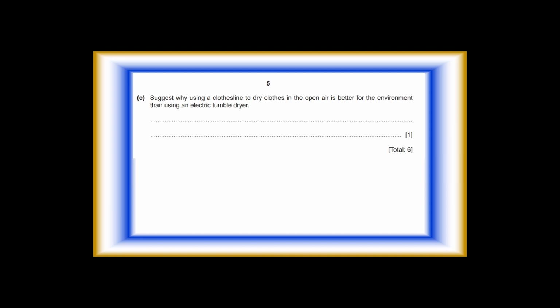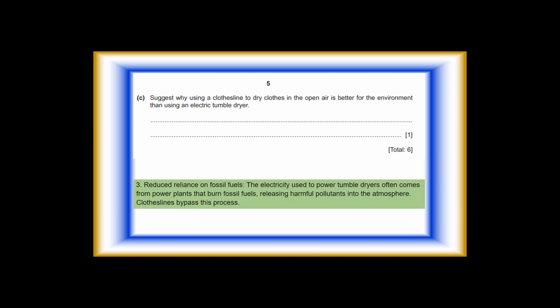3. Reduced reliance on fossil fuels. The electricity used to power tumble dryers often comes from power plants that burn fossil fuels, releasing harmful pollutants into the atmosphere. Clotheslines bypass this process. The total marks for question 2 is 6.